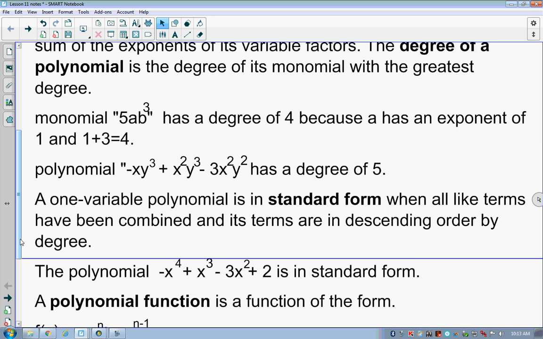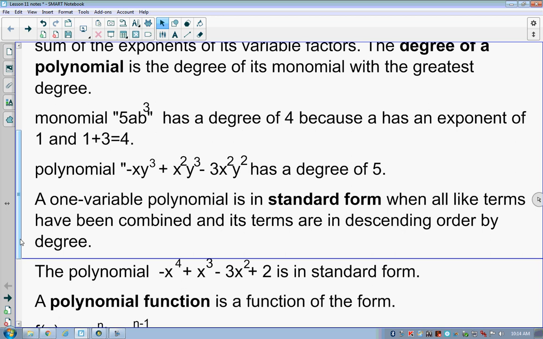Actually, I'm sorry. The degree of a polynomial is the degree of its monomial with the greatest degree. So in this case, because it's a monomial and not a polynomial, our degree is just 4. Here we have down here a polynomial. This has a degree of 5. Can anybody tell me why it has a degree of 5? No? All right. Go ahead, John.